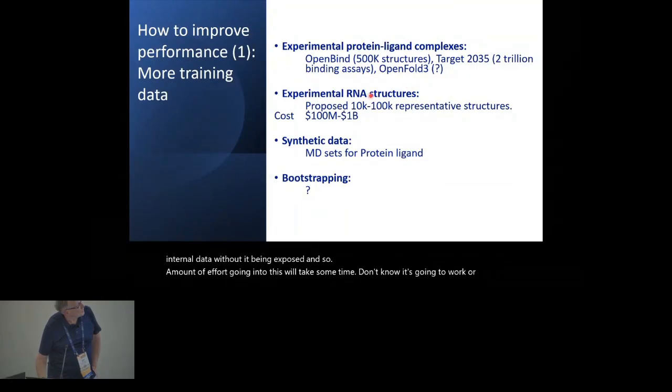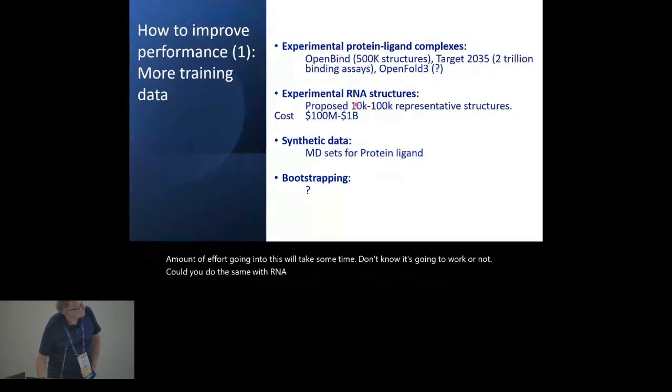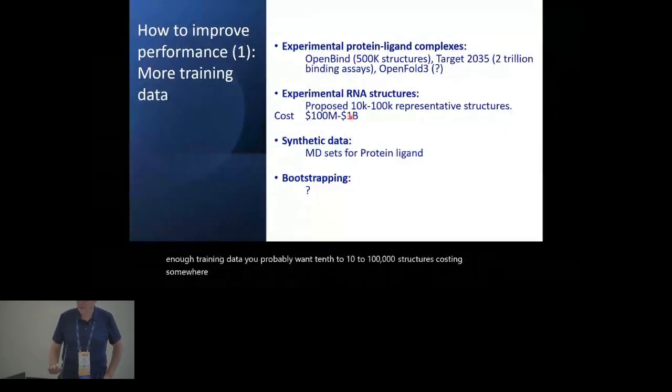Could you do the same with RNA? I asked Rhiju Das, who knows about these things. And he said to get enough training data, you probably want 10 to 100,000 structures, costing somewhere between 100 million and 1 billion. So that's probably not going to be the answer there, if there is an answer.